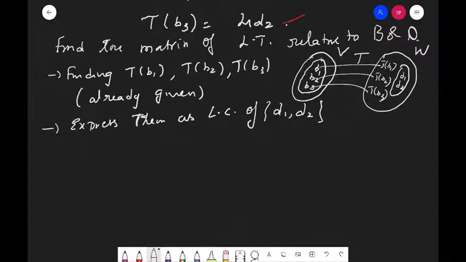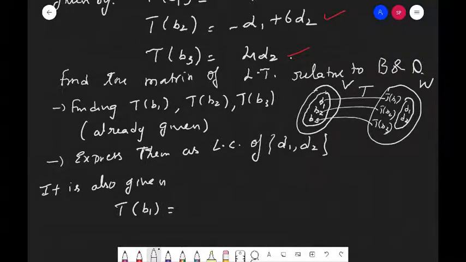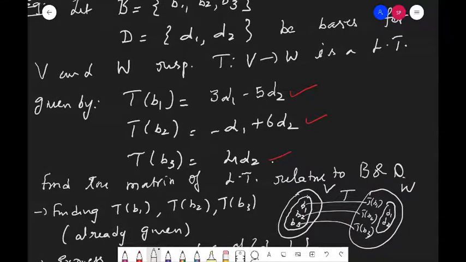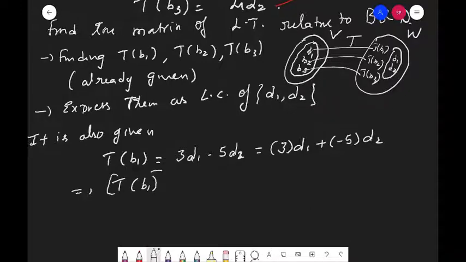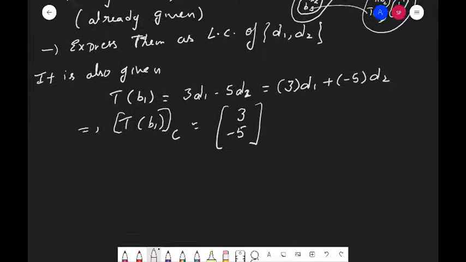So that is also already given. What is given here? T of B1 is equal to 3d1 minus 5d2. It is already given as a linear combination. That is, I can say 3 into d1 plus minus 5 into d2, which implies the coordinate vector of T of b1 with respect to the basis C is 3, minus 5. So you should pick only the coordinates.